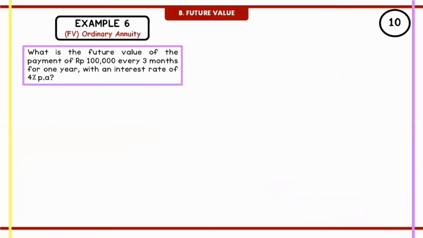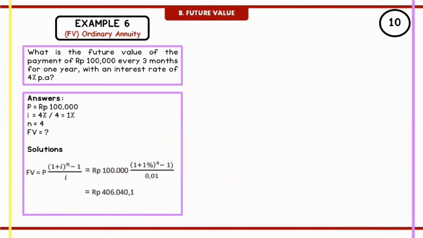Example 6. How to find Fp of ordinary annuity. What is the future value of the payment of 100,000 rupees every 3 months for 1 year with an interest rate of 4% per annum? And this is the answer. We know P equals 100,000 rupees, I is 4% divided by 4 equal to 1%, and n is 4. And then, what is the value of future value? And we get this result of Fp or future value.